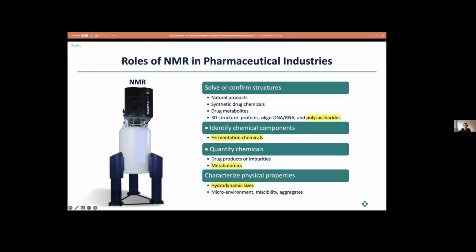So today my talk will cover the following aspects. One is polysaccharides, and the second is fermentation and metabolomics, and also using NMR for physical characterization in support of quantification of chemical components. I will illustrate that.